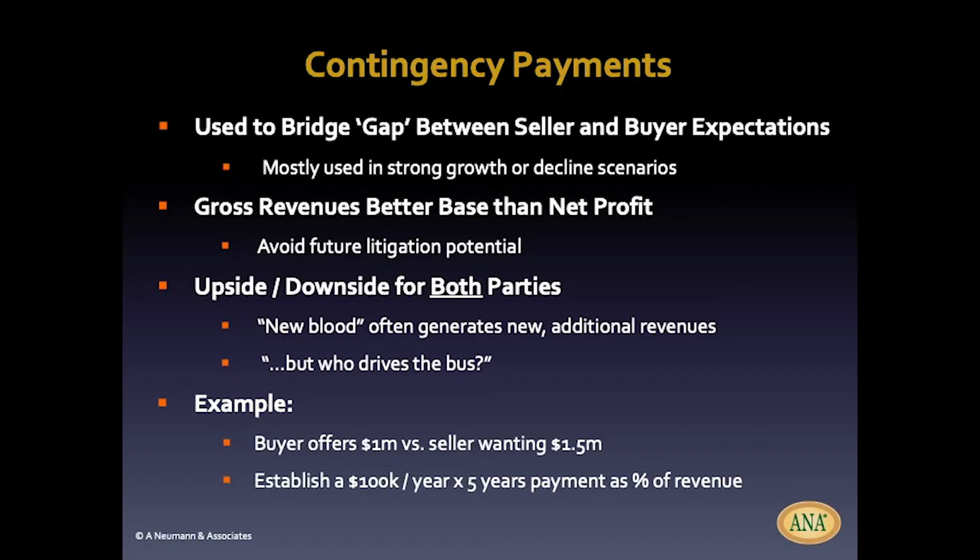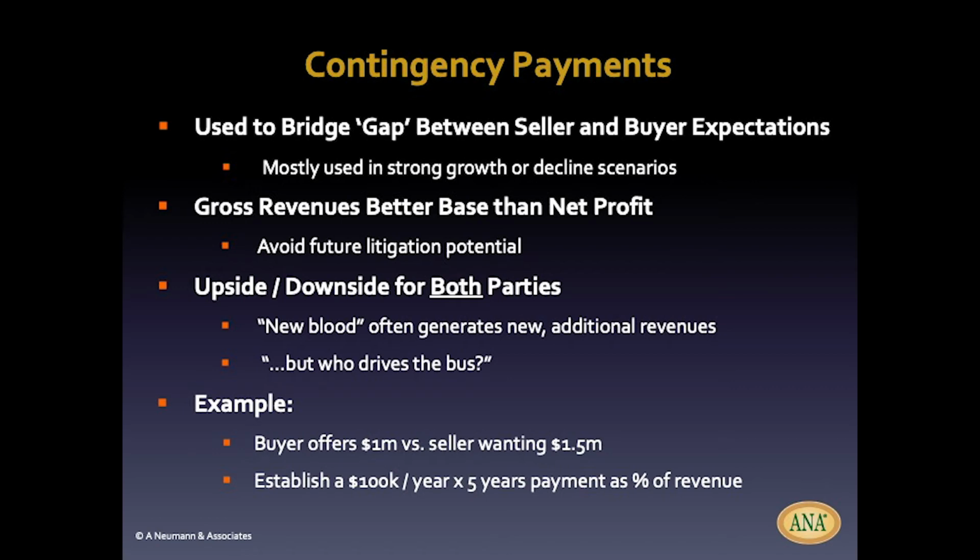Contingency payments. We use them at times to bridge a gap between the seller and buyer expectations. It can work well at times. Obviously, a seller likes to see a full cash payment at closing, but that might not always be possible. Gross revenue as a basis for determining these contingency payments is a better factor than the bottom line. As we all know, net profit can be very widely manipulated, so gross revenue provides a more secure base and protects you against post-closing litigation.